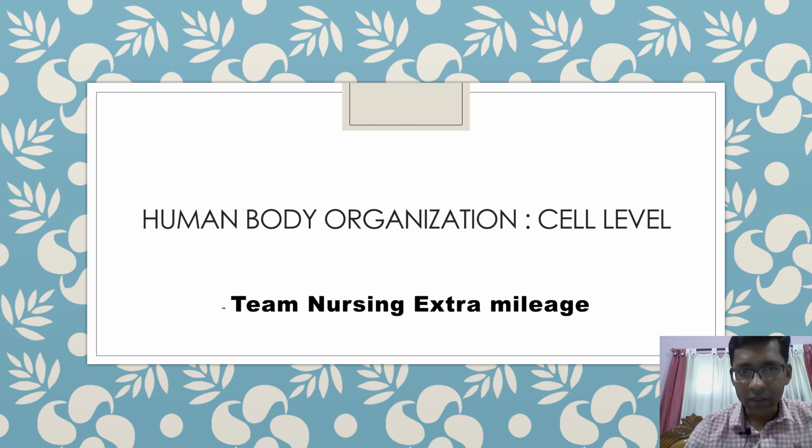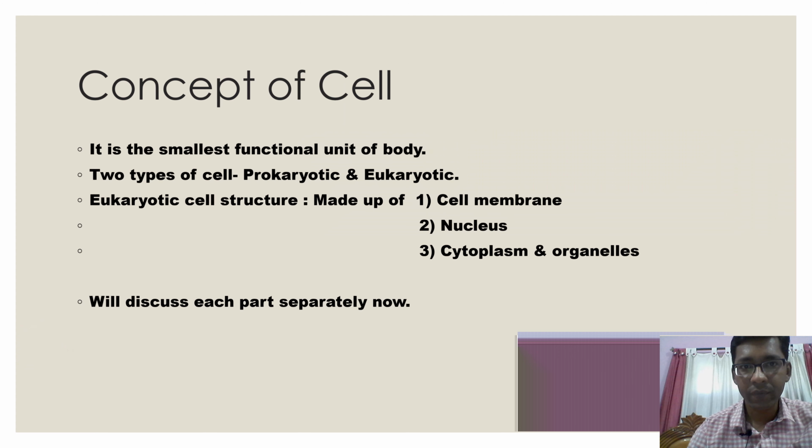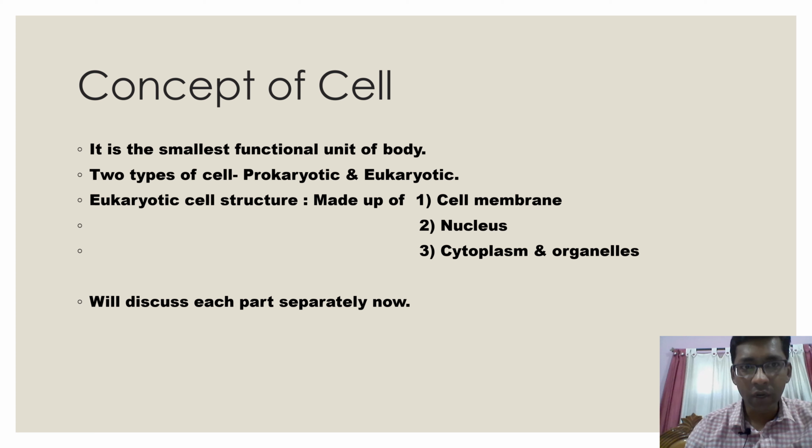Today I am going to discuss a very important topic, that is human body organization at the cell level. For that, we need to understand first what is a cell. So it is the smallest functional unit of body. There are two types of cell, prokaryotic cell and eukaryotic cell. Eukaryotic cell we will discuss in this chapter mainly.